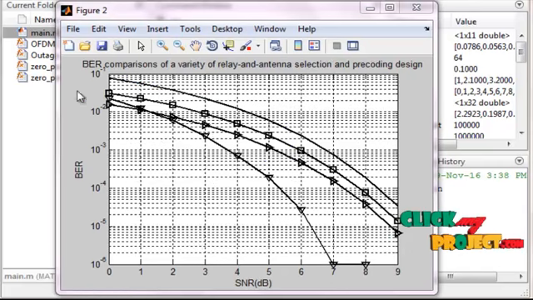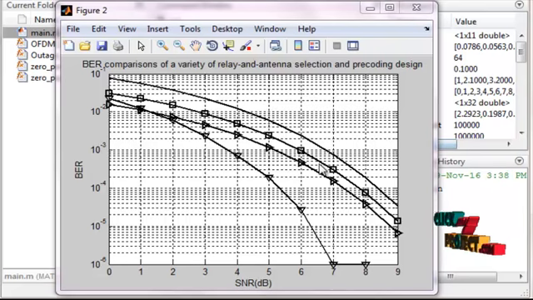So in this figure, the BER comparison of a variety of relay and antenna selection and precoding designs, comparing both algorithms. So this is the variety of relay and antenna selection and of the precoding system. This is also the SNR on the x-axis and the BER on the y-axis.